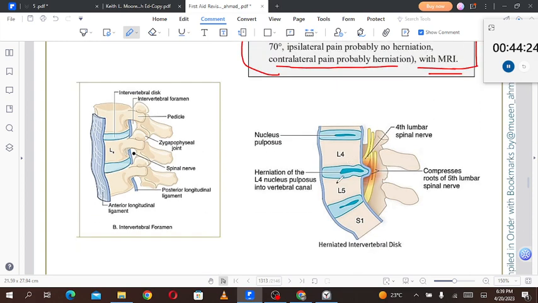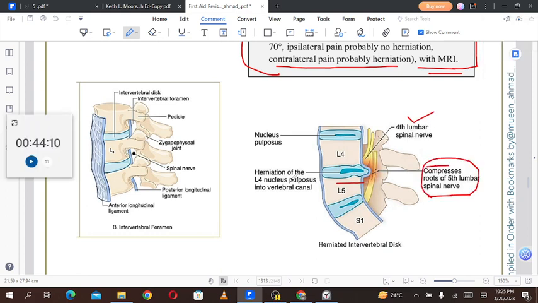So here you can see the herniated disc at this level. The fourth spinal nerve is over there and is compressed. Then here we can see the nucleus pulposus, and in this picture the nucleus pulposus is herniating outside into the vertebral canal. Okay, and the herniated intervertebral disc is over there.